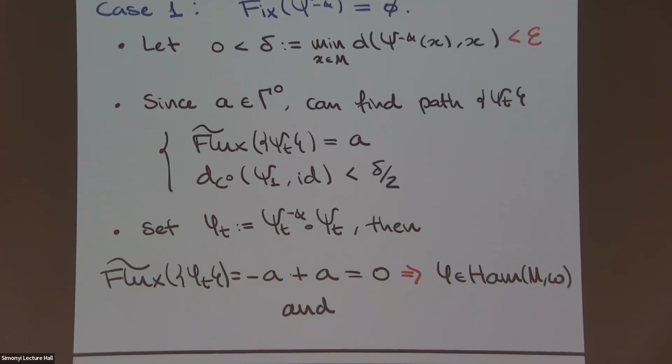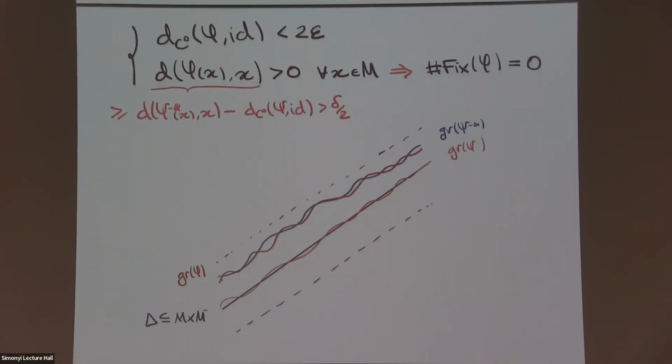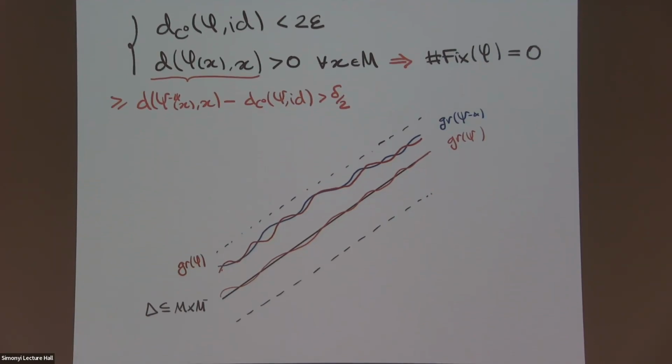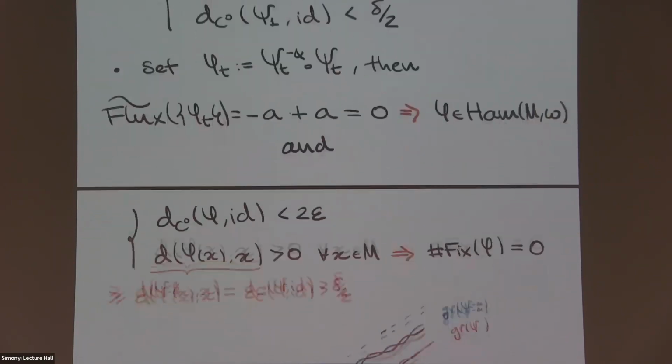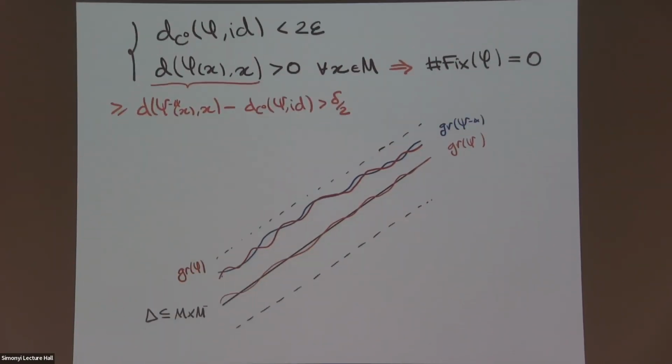What happens is the following. Suppose you have no fixed points. Now your graph is going to be far from the diagonal, right? So let the blue line be the graph of the time one map of this isotopy that we're inducing. So it's going to be far. It's going to be some positive distance.